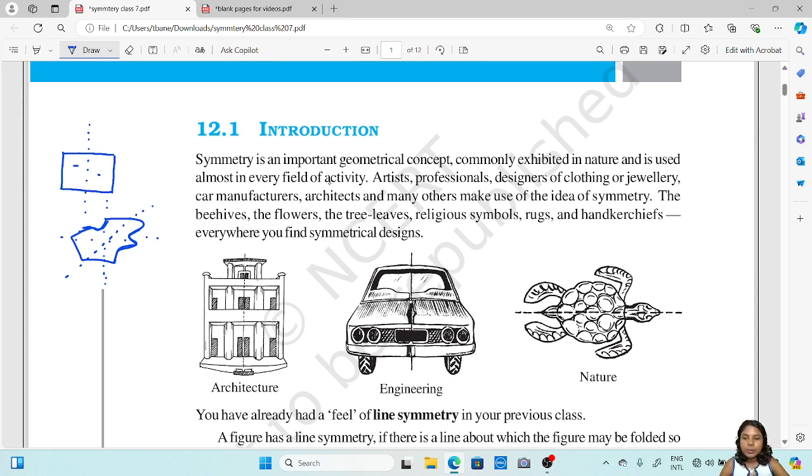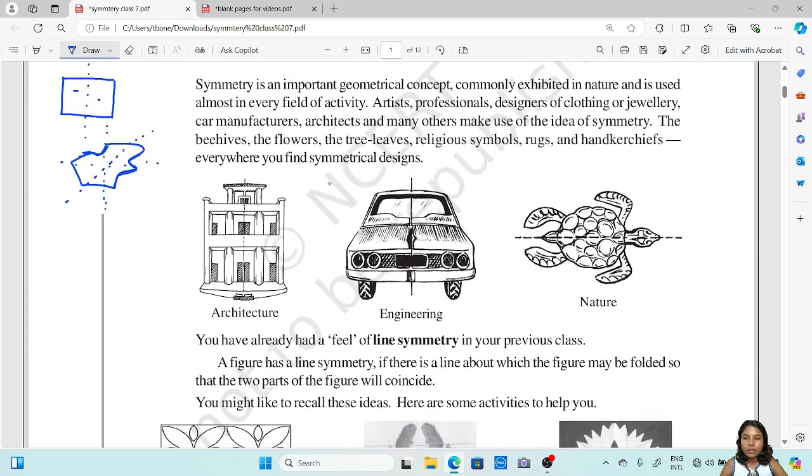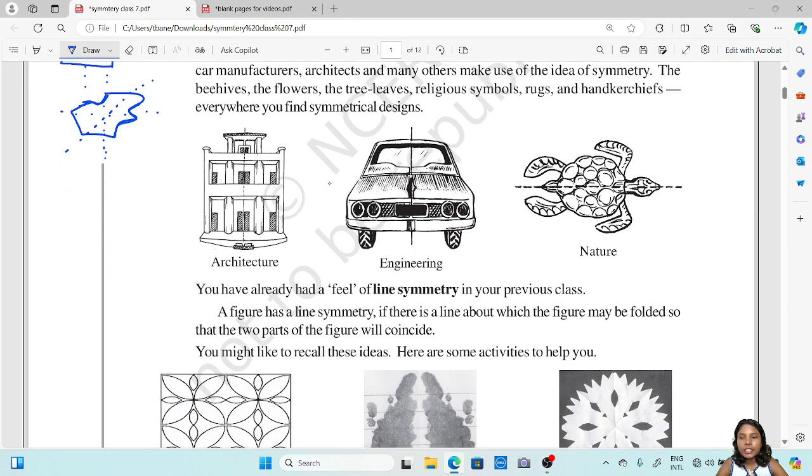Now look at this building here. This is an architectural building. See, on passing a line from here, you get the exact replica of one side on the other side. Similarly, for this car you see. These are architects, these are car engineers, this is nature. Everywhere you see this kind of symmetry present.